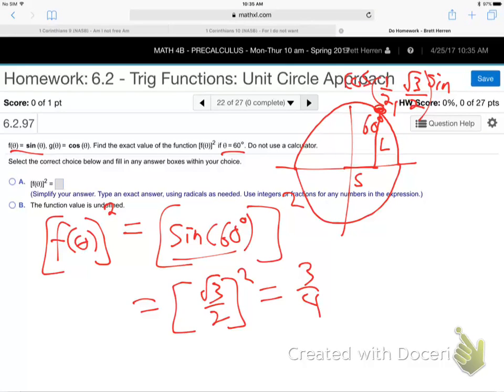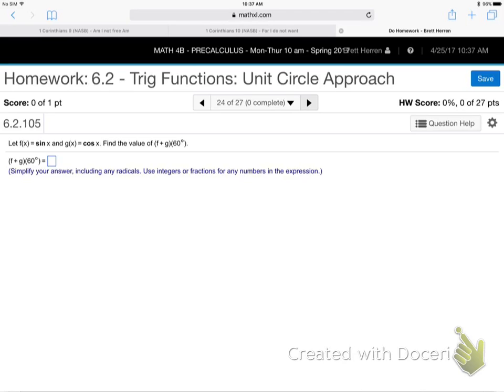All right. The sine and the cosine. So f plus g of 60. They're saying add f plus g of 60. That just means the sine of 60 plus the cosine of 60. F is the sine, g is the cosine. So f plus g of 60 is sine of 60 plus cosine of 60.